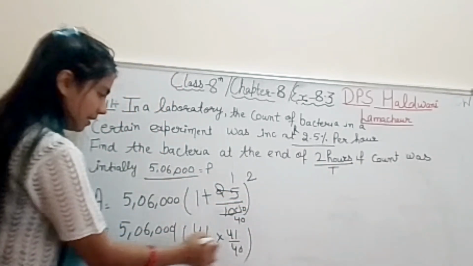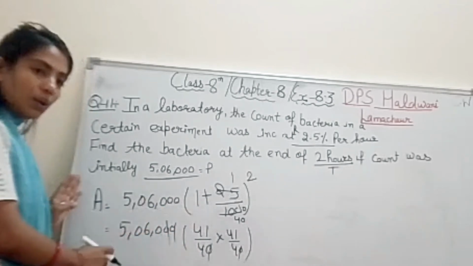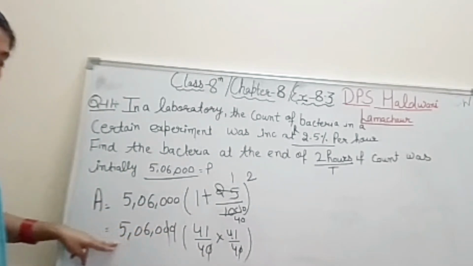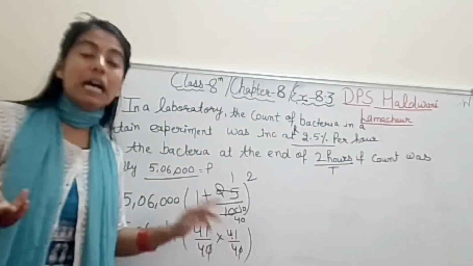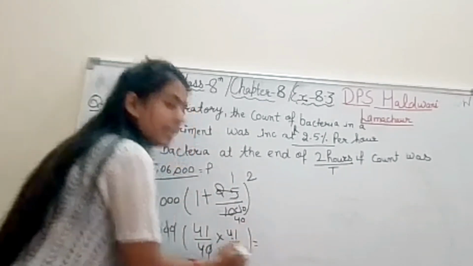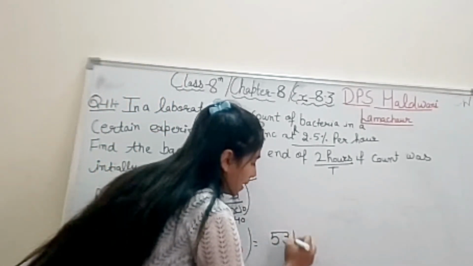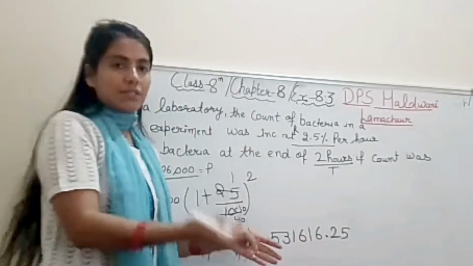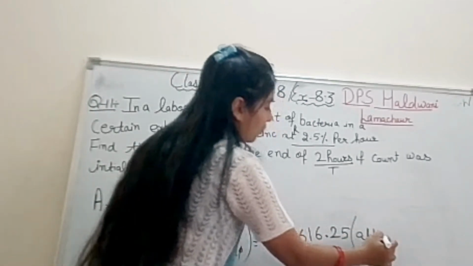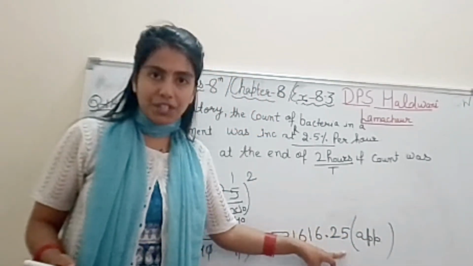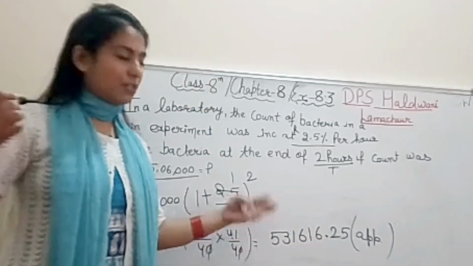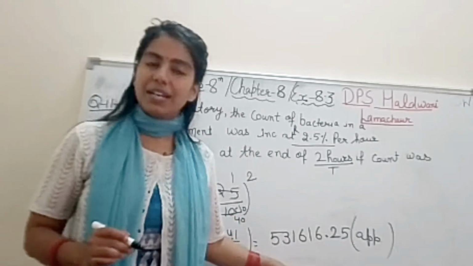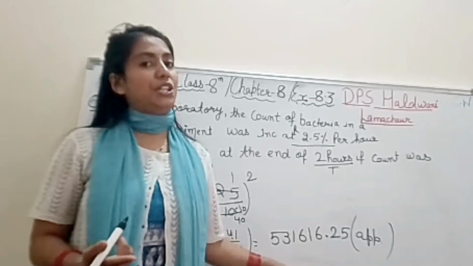So 0 will cancel out with this 0. After solving this, see again the calculation is more: 41 you will multiply with 41, then you will multiply with this whole term, then you will divide with 4 fours are 16, right? So after that you will get the answer 531,616 and then 0.25, or you can say 531,616 approximately, because 0.25 is less than 0.5, no? So we can take this term also approximately. So this is the answer. Student, the question is simple but the calculation is lengthy. Right students? So this is all about the calculation only.